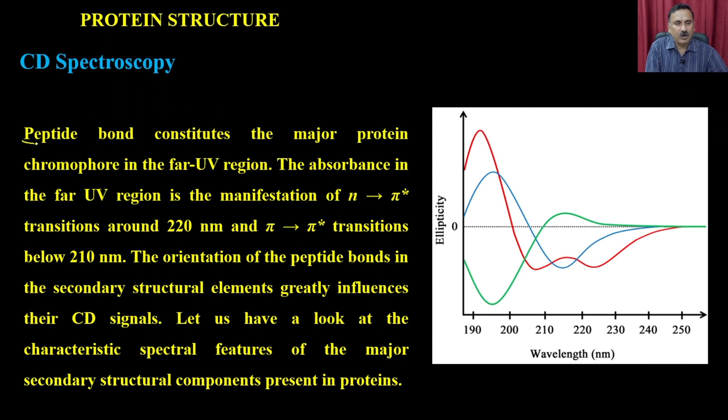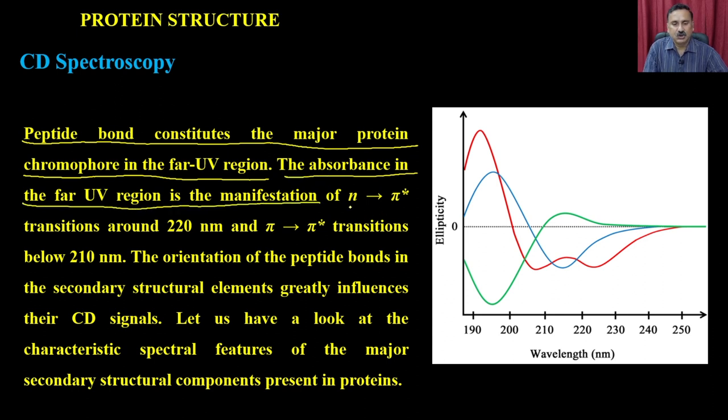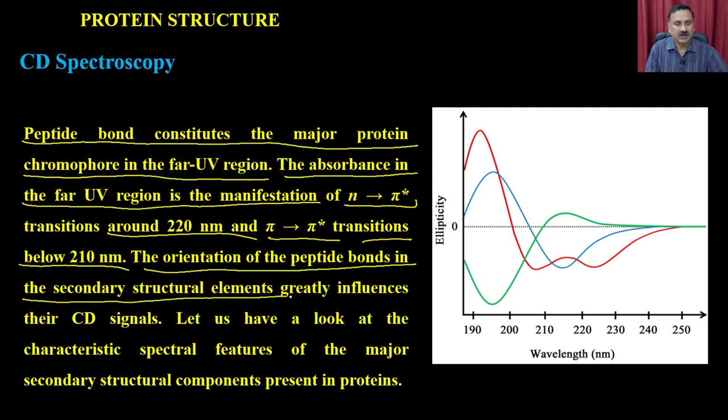The peptide bond actually constitutes the major protein chromophore in the far UV region. The absorbance in the far UV region is the manifestation of the n to pi star transition around 220 nanometers and the pi to pi star transitions below 210 nanometers. The orientation of the peptide bond in the secondary structure element greatly influences their CD signal.